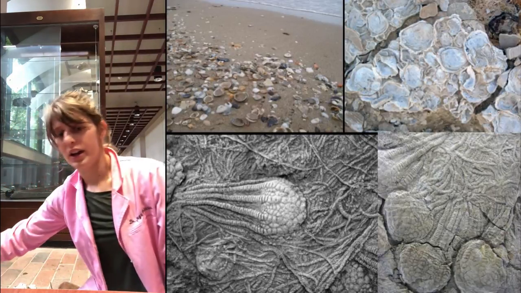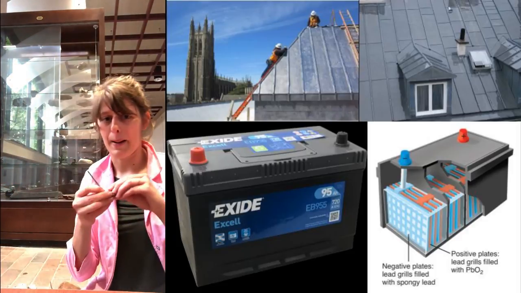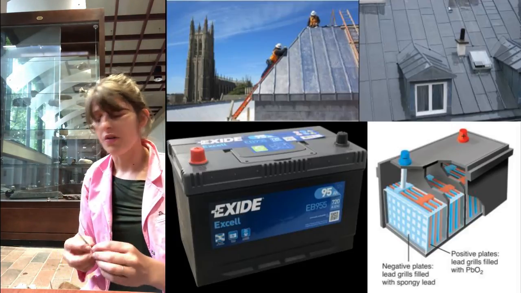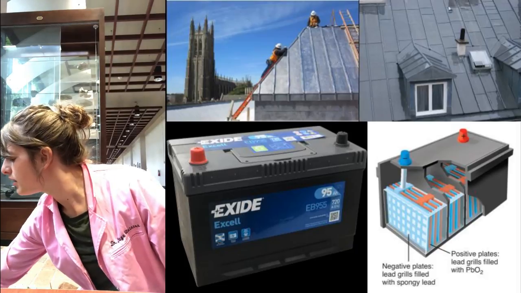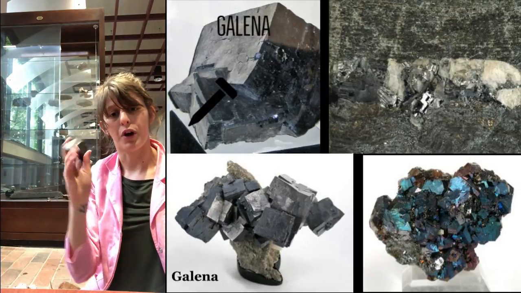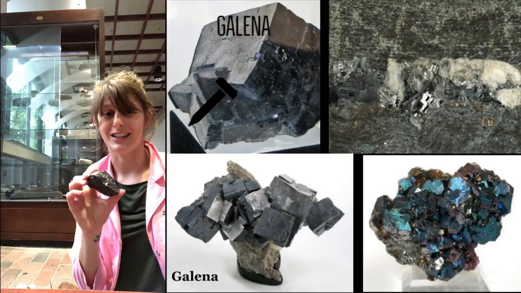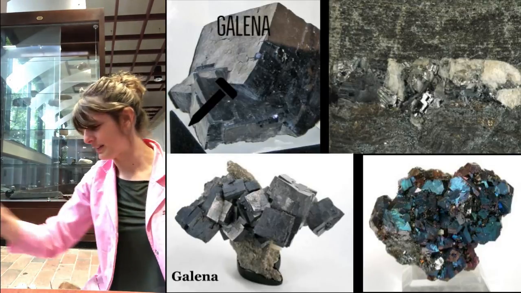Let's see. We have things like batteries and nails and things like that. All of that is using lead, and that can come from minerals like galena here, and a variety of other pretty exciting and very pretty minerals.